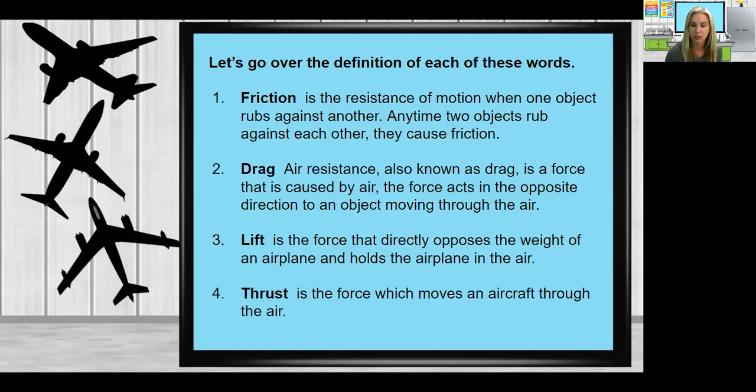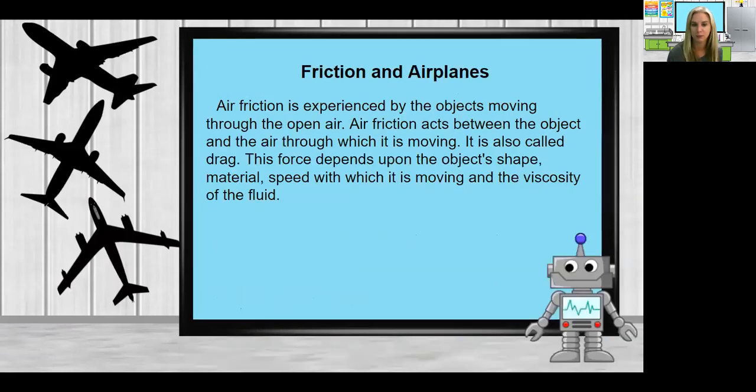Drag is also known as air resistance. It's a force that is caused by air. The force acts in the opposite direction to an object moving through the air. Lift is a force that directly opposes the weight of an airplane and holds the airplane in the air. And then thrust is the force which moves an aircraft through the air.